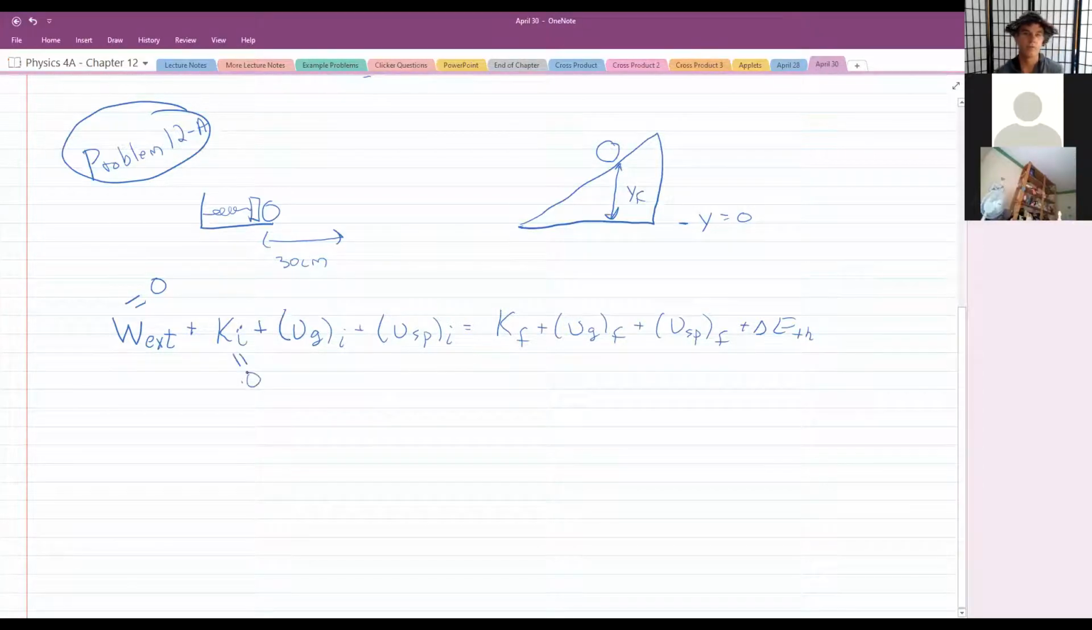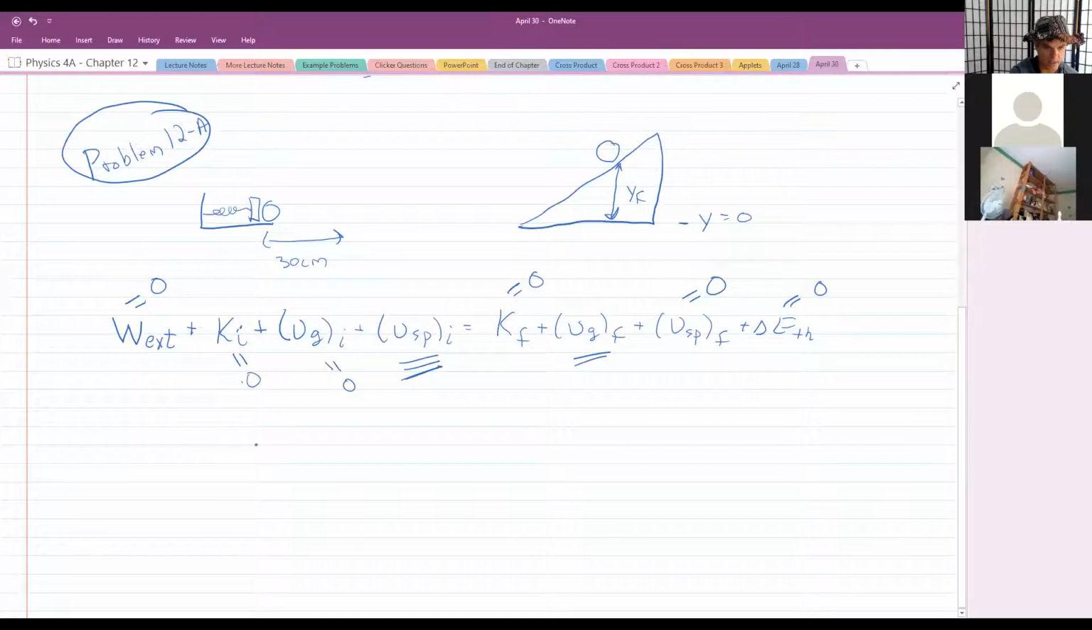Started at rest. My gravitational potential energy, since I defined y equals 0 at the ground level, is 0. So initially, all of the energy is just the elastic potential energy stored in the spring, 1/2 k delta x squared. Then when it's at the highest point, it's at rest again. So it's got no kinetic energy. The spring is no longer stretched or compressed, so there's no elastic potential energy stored in the spring. There is no thermal energy being generated. And so the end result is the final energy is just the gravitational potential energy.